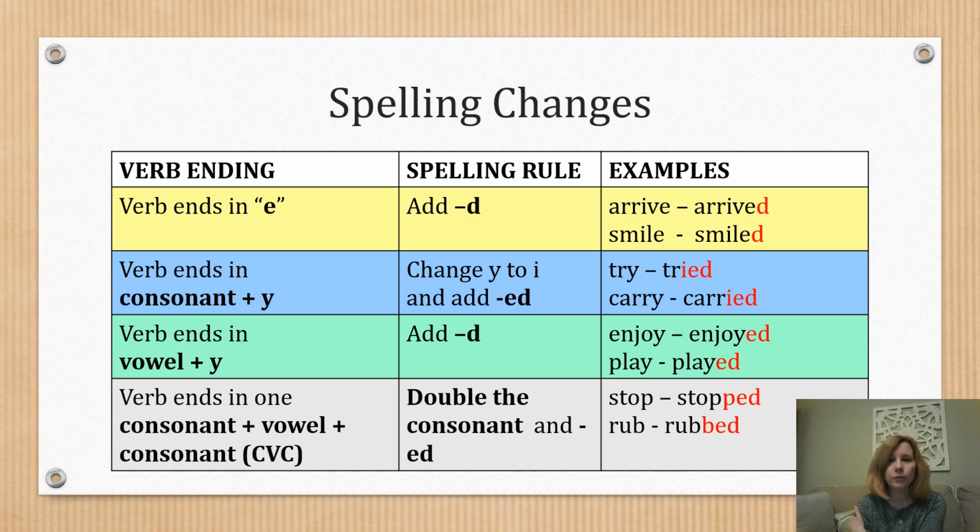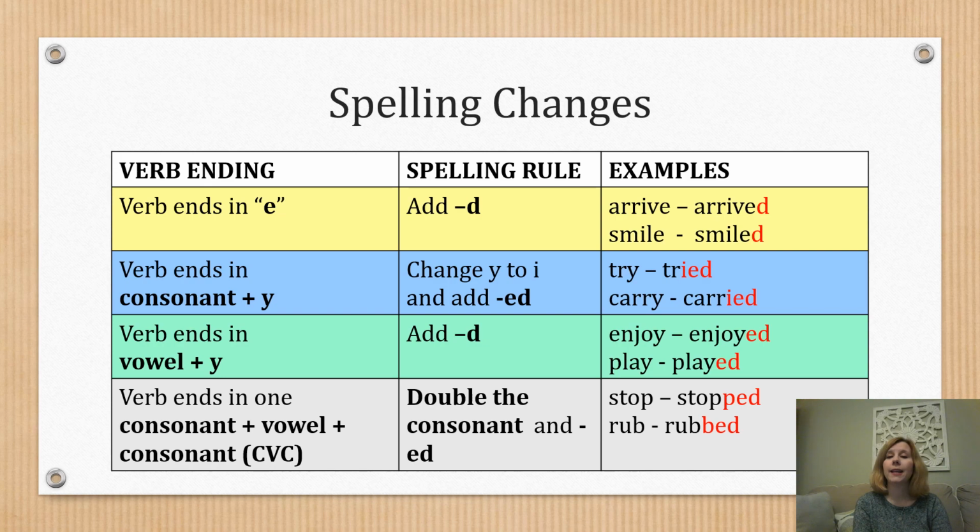Next, in the green row, we have verbs that end in vowel plus Y. You add a D. Enjoy, you have O and then a Y, so you just add ed. Enjoy, enjoyed. Play is another example. You have an A and then a Y.